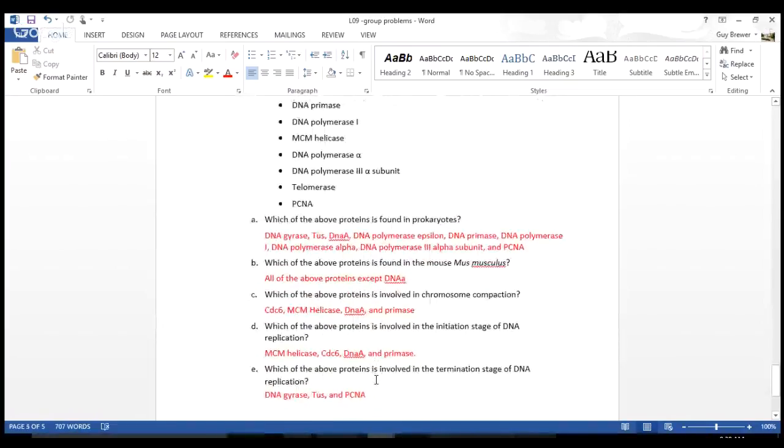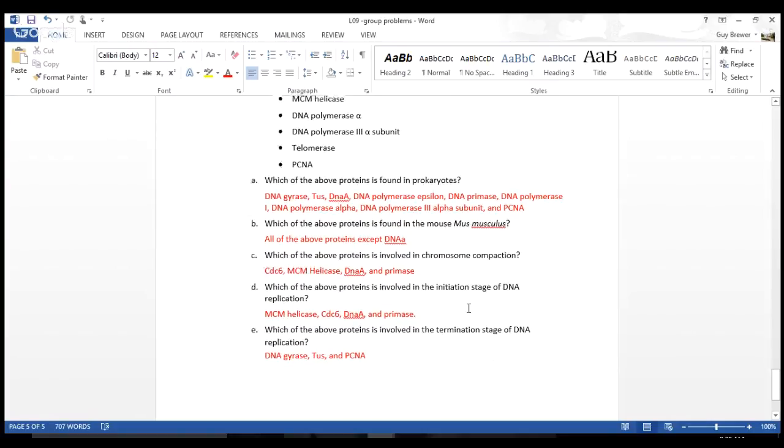Okay, so this one's just finding which ones are a part of this. So for prokaryotes, there's the DNA gyrase, the Tus, the DnaA, DNA polymerase epsilon, DNA primase, DNA polymerase 1, DNA polymerase alpha, DNA polymerase 3 alpha subunit, and PCNA. Okay. All right, and then for the mouse, so mice are eukaryotes, so you want to remember that when you're reading which ones there are. So it's not just all of them. You want to exclude the DnaA because that's part of just prokaryotes. It's for the replication process for that. So it's all but that one.